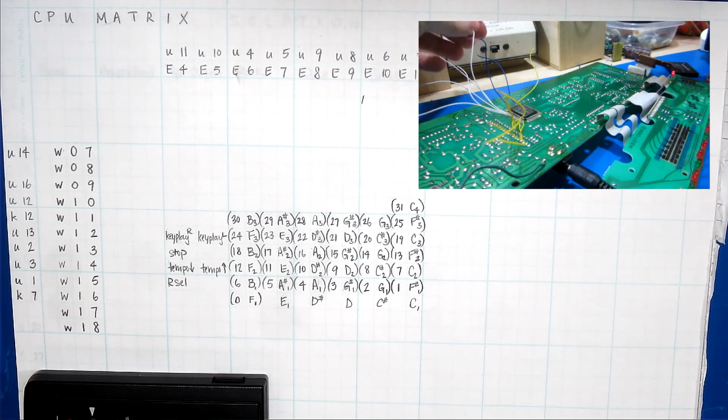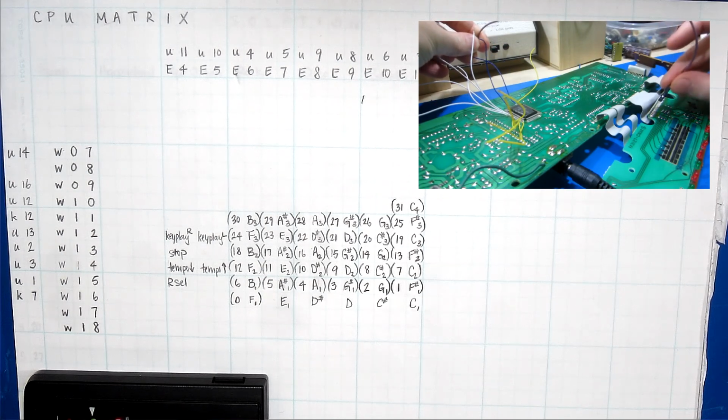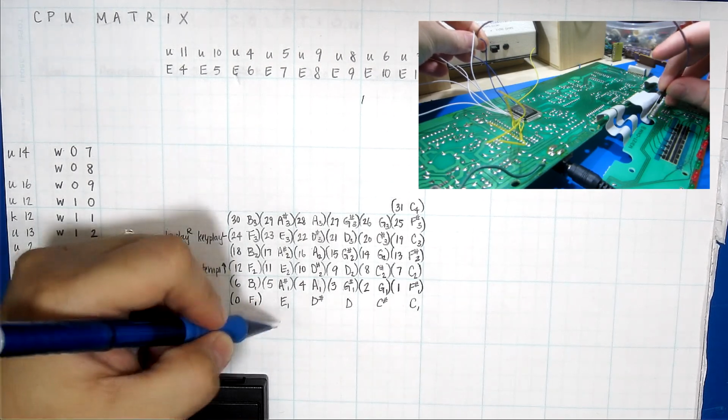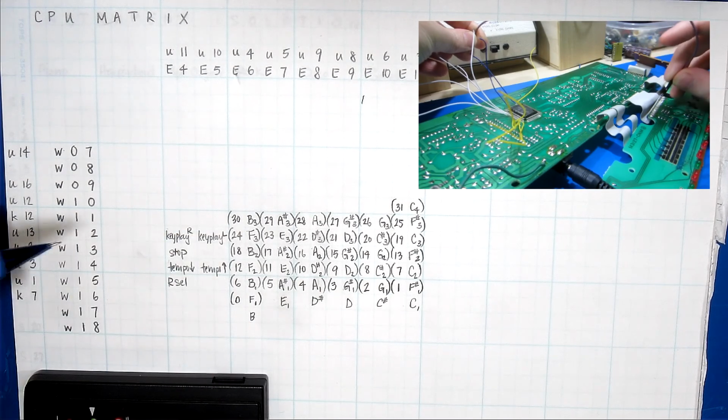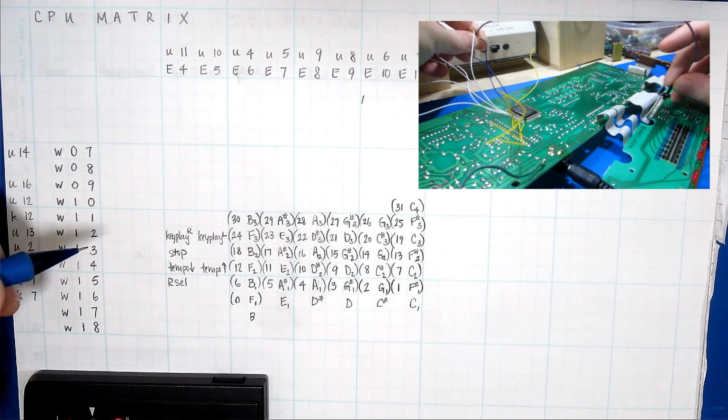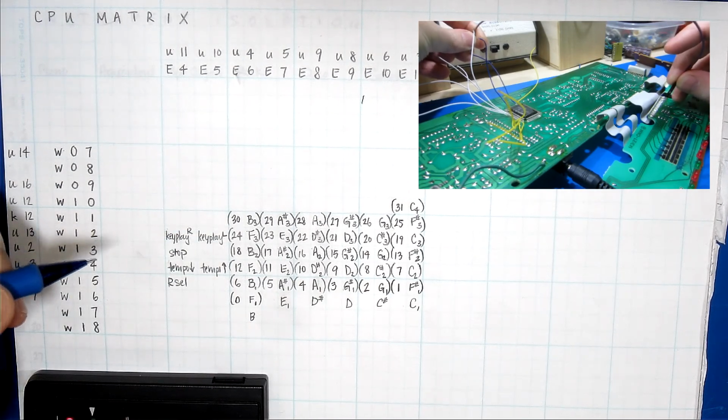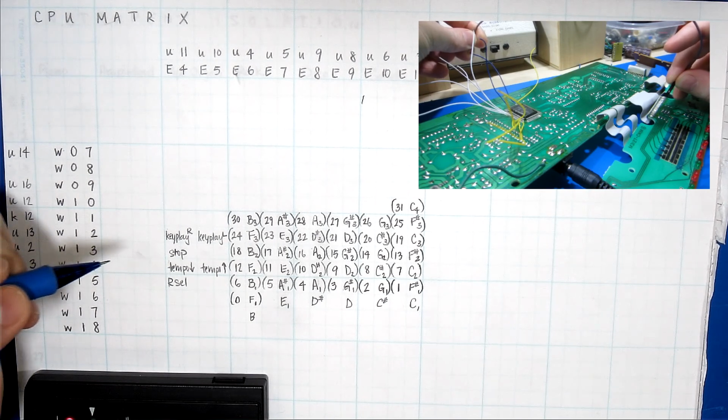Let's see if I can reach it here. West 17, U4. Yep. 1, 2, 3, 4. Okay, so that's a lower note on a CPU line that wasn't even connected to anything on the PCB. Right. And let's continue. So West 17 and U5.